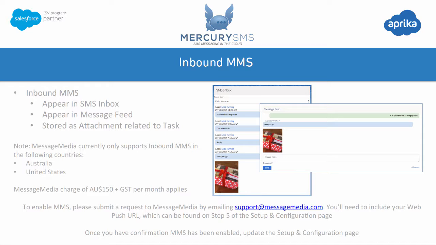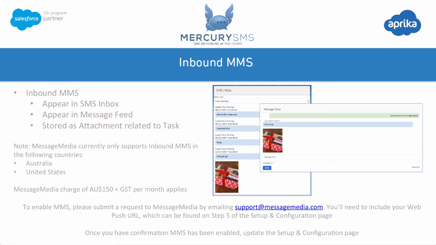So just one thing to note there, Message Media is currently only supporting inbound MMS in Australia and United States. So as it becomes more widely available, we'll certainly let everybody know. And the other thing to note is that there will be a charge from Message Media of 150 Australian dollars plus GST per month to have MMS enabled on your account.